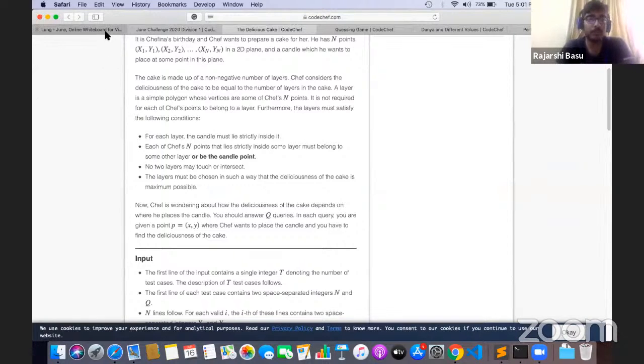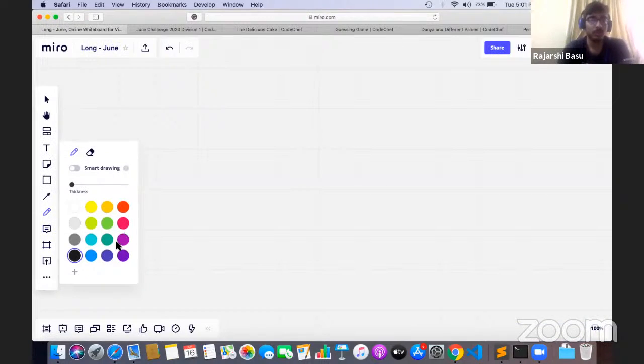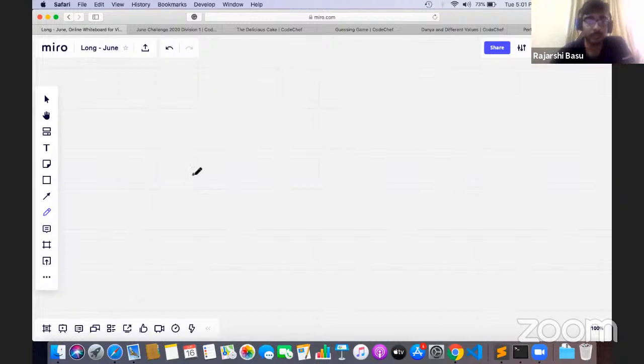So let's try to get a scenario of what we are dealing with. So let's say these are the several points that are given to us. Let's say the candle point comes in a query. So let's say in a query the point that is given is here. Now one possible layering that you can do is something like this. Remember that it does not have to be a convex polygon, it can be any polygon.